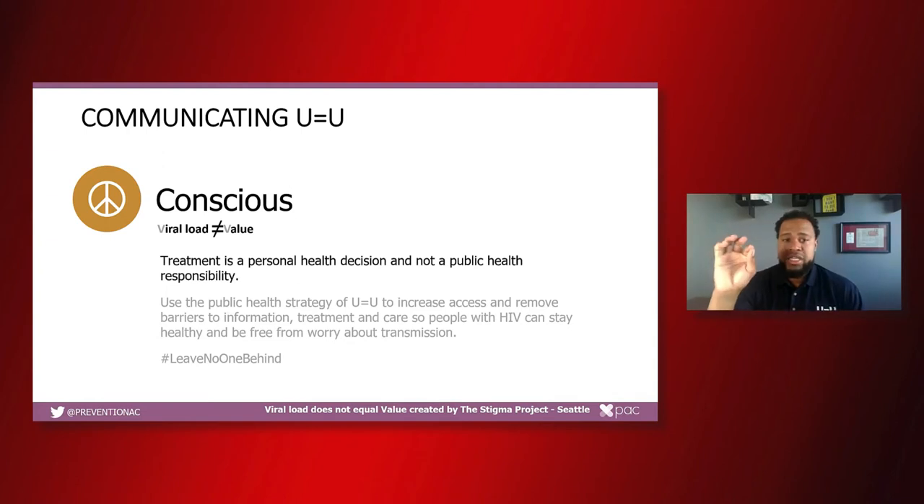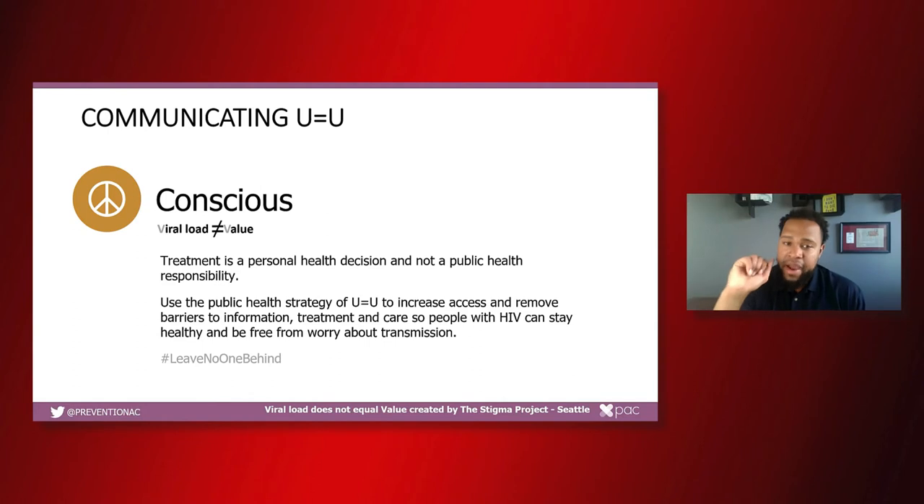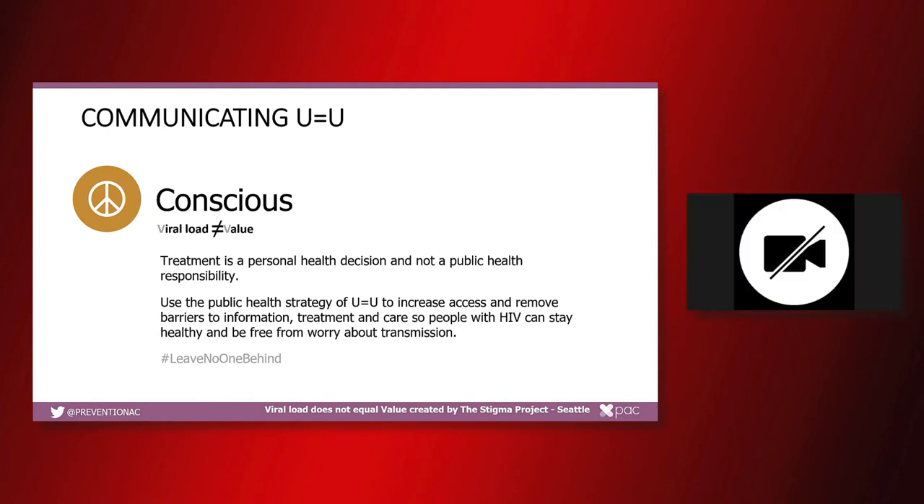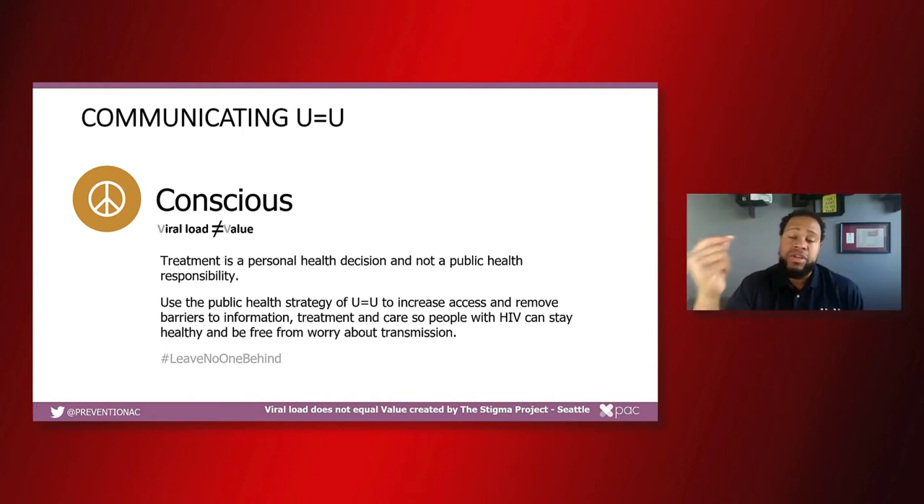Remember that treatment is a personal health decision, not a public health responsibility. However, we're learning and we're adapting to using the public health strategy of U equals U to increase access and remove barriers to information, treatment and care, so people with HIV can stay healthy and be free from worry about transmission. So with this public health strategy, which we'll dive into next in just a second, you have to be conscious and remember that the majority of those folks who have not been able to reach undetectable viral load, within that 400,000, and when I say 400,000, I'm talking about the 400,000 people in the US who it's estimated have not been able to reach undetectable viral loads, are in that position because of certain reasons. Most of them are because of what I talked about: systems of oppression, the lack of quality healthcare, the lack of resources and so forth.